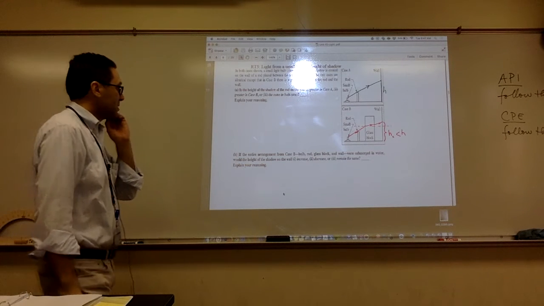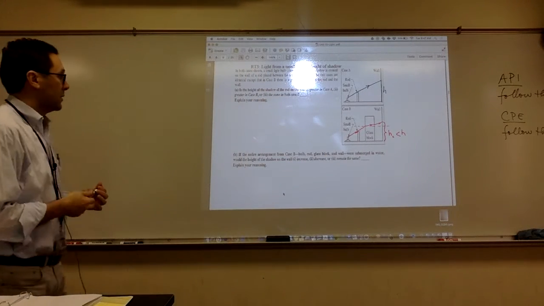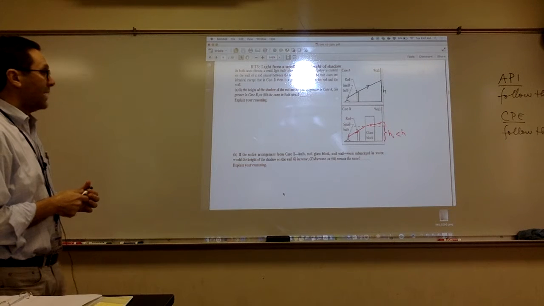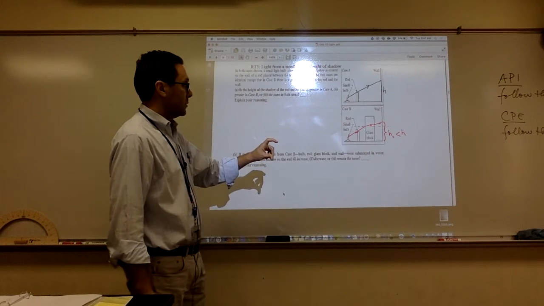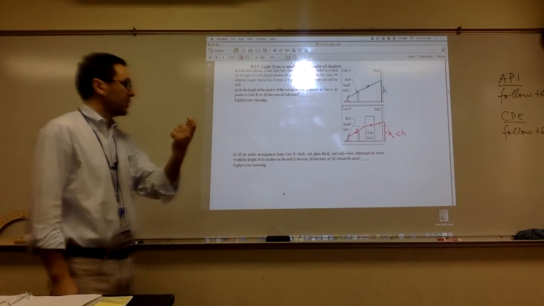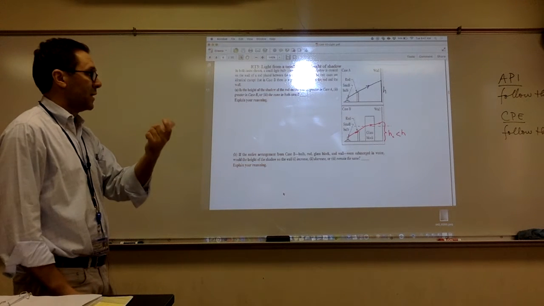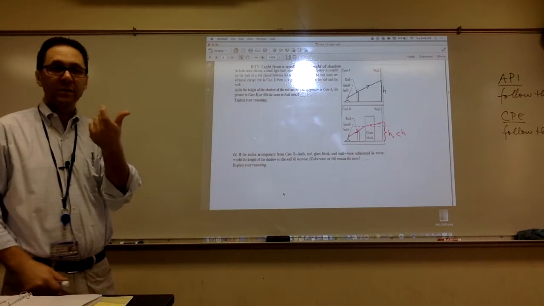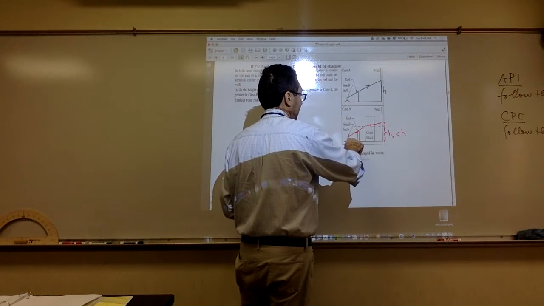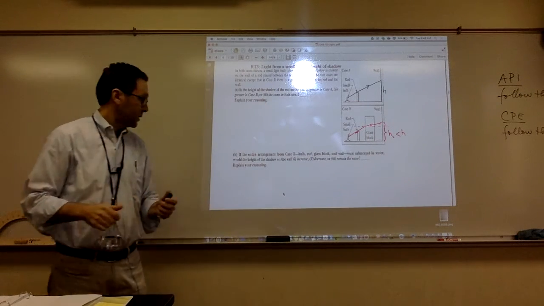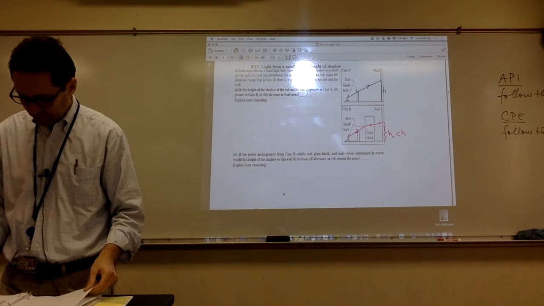If the entire arrangement from case B were put in water instead, the new height will increase with respect to this height, because in water, the difference in the indexes of refraction between glass and water is much smaller than between glass and air. So there will be less bending, which means you're not going to drop as much as when you're going from air to glass. So the height of the shadow should increase. I think that's what I have here.